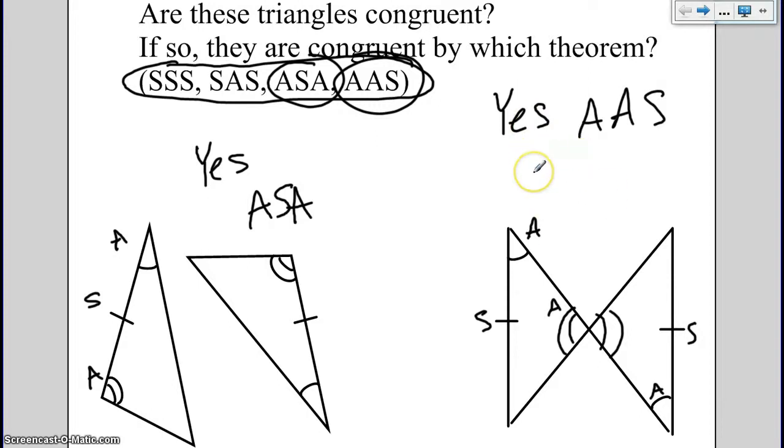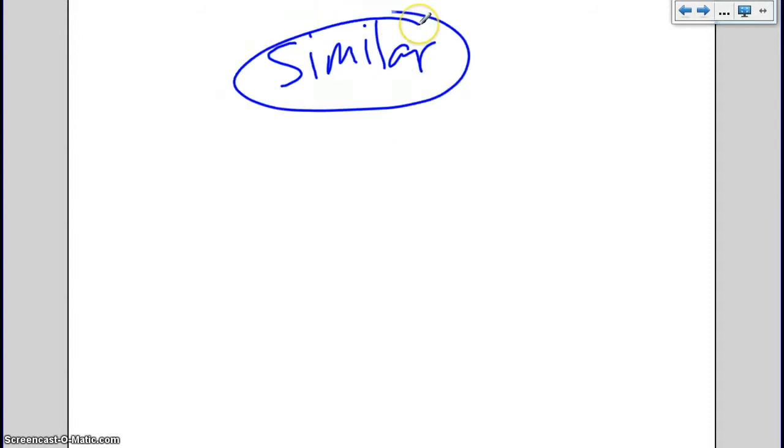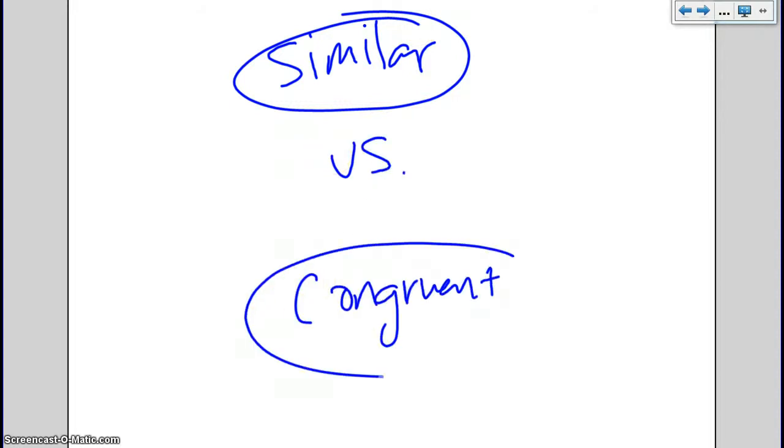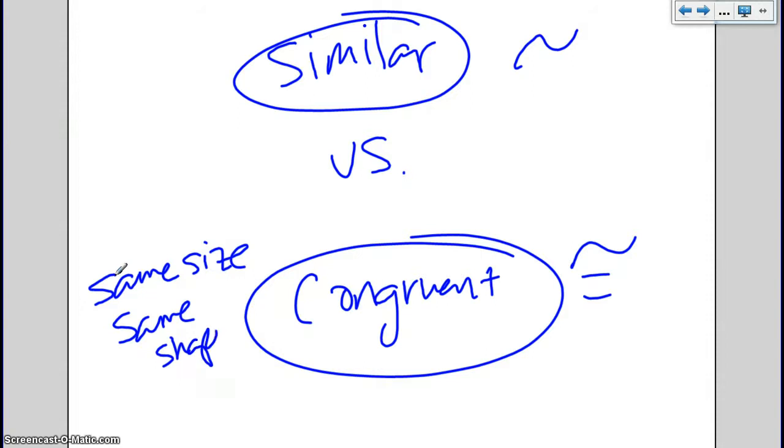So today we're going to do basically the exact same thing, but instead of using the word congruent, we're going to use the word similar. You have to know the difference between similar and congruent. The congruent symbol looks like this. The similar symbol looks like this. The congruent says they are the same size, same shape. If they're similar, that means they are proportional, or dilated.